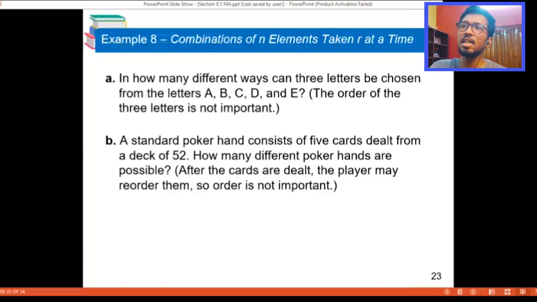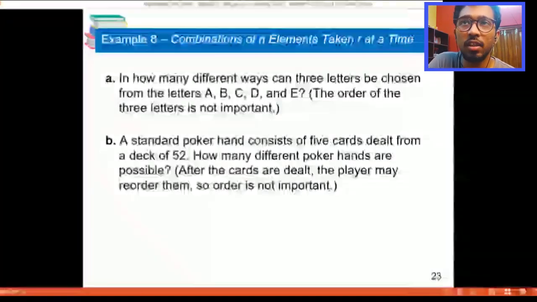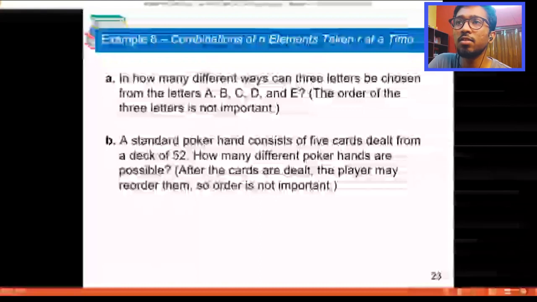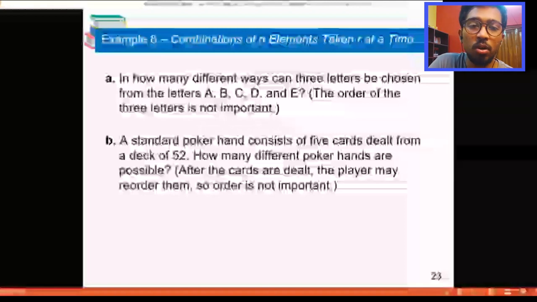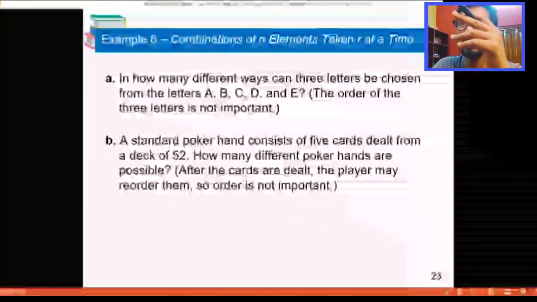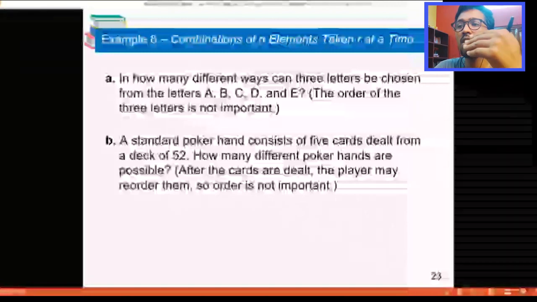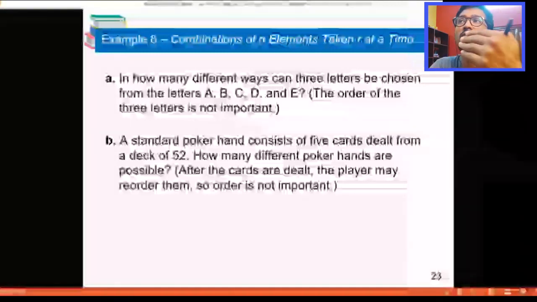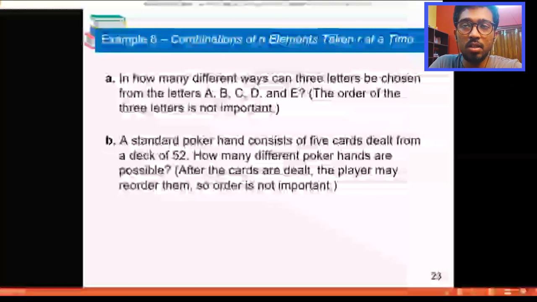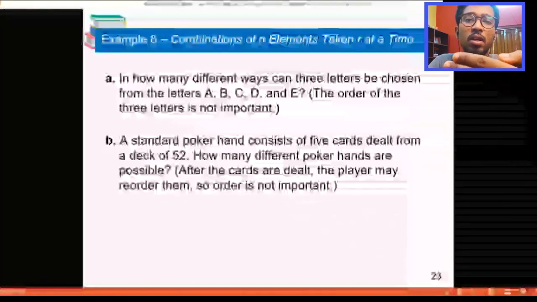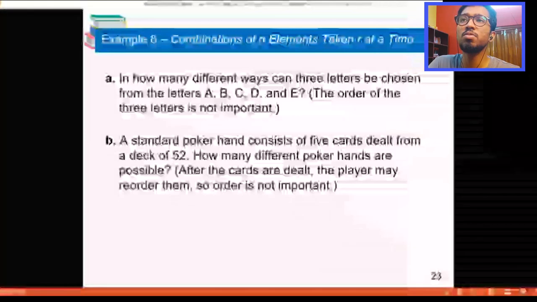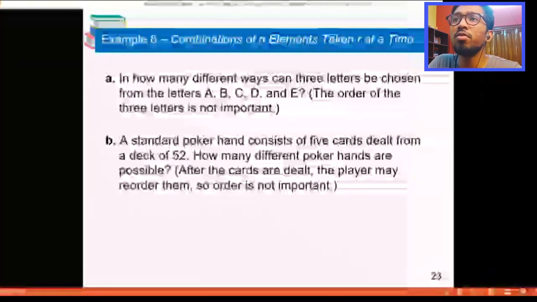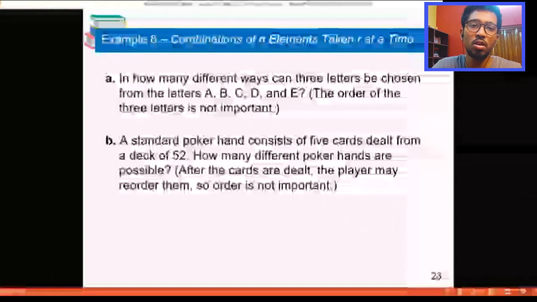The first problem says, in how many different ways can three letters be chosen from letters A, B, C, D and E? The order of the three letters is not important. As we know, whenever the order is not important, and whenever we are selecting, we have to go for combination, because in combination we count possibilities when the order is not important. We are not considering the different orders. So we have to go for combination.